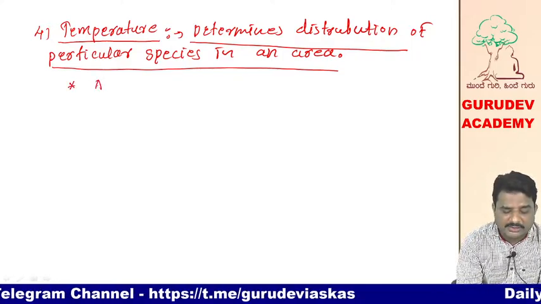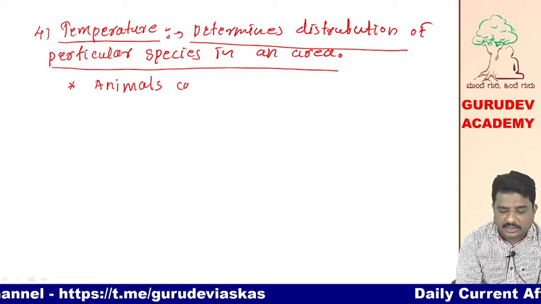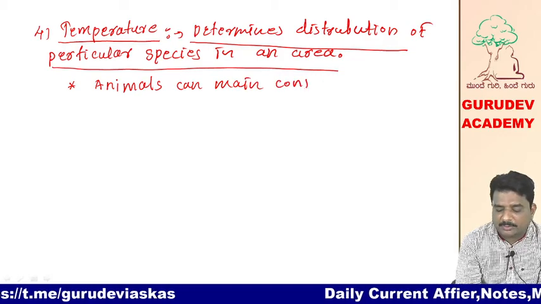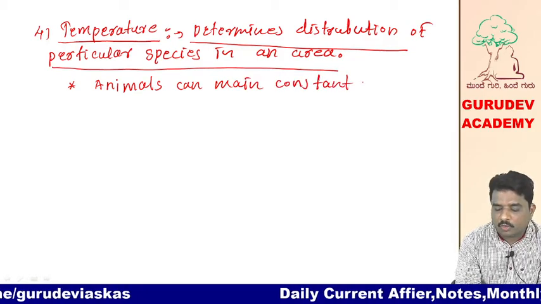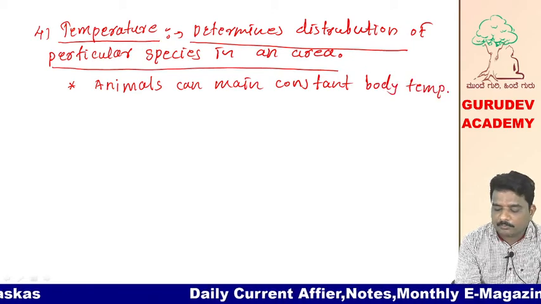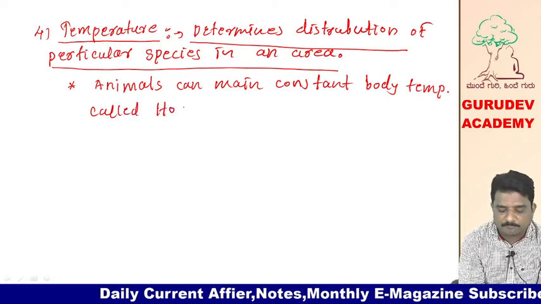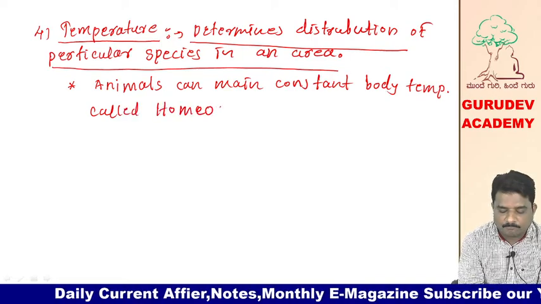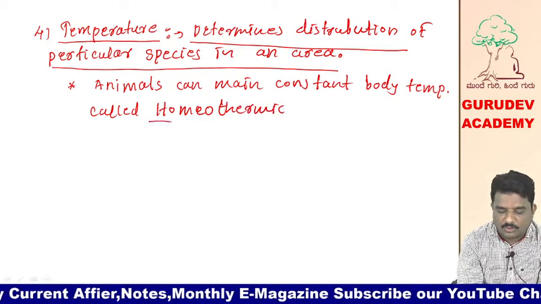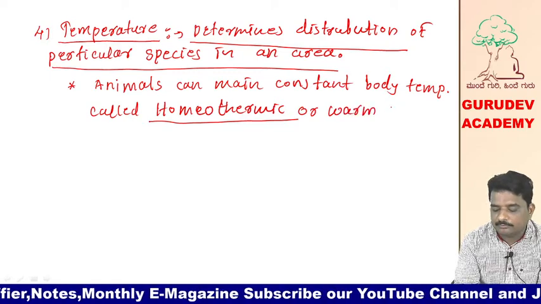See, some animals can maintain constant body temperature. Animals that maintain a constant body temperature are called homeothermic animals, or warm-blooded animals.